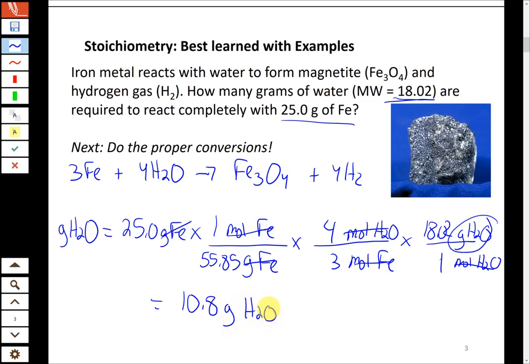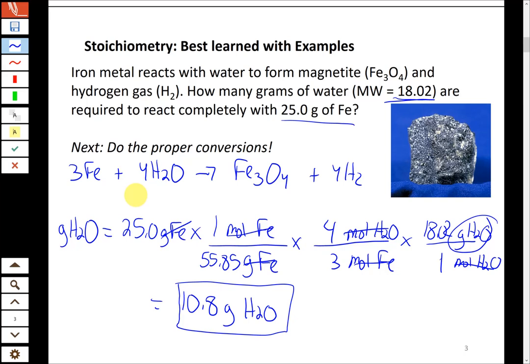So in principle, you can do this stepwise. You can do one step at a time. Grams of iron into moles, moles of iron into moles of water into grams. But I like to write it out in one string. Saves you some time, saves you some rounding and all that stuff. So what we'll get is 10.8 grams for that. So that means if we want all of our iron to react completely, we need to add 10.8 grams of water to this reaction. Okay, so any questions on that?